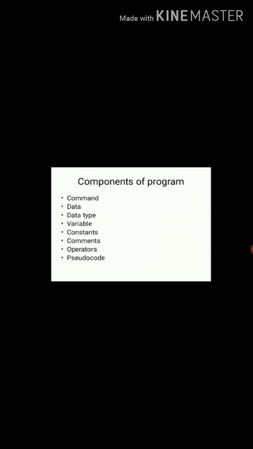Next, data. What is data? Whatever we give to the computer is known as data, means raw fact material is known as data, like numbers, alphabet, special symbols. Numbers 0 to 9, alphabet capital A to Z, small a to z. Special symbols such as any kind of symbol like plus, minus, less than, greater than, equals to, not equals to.